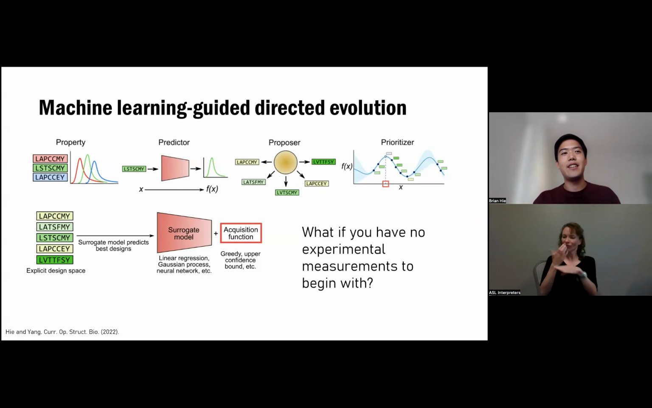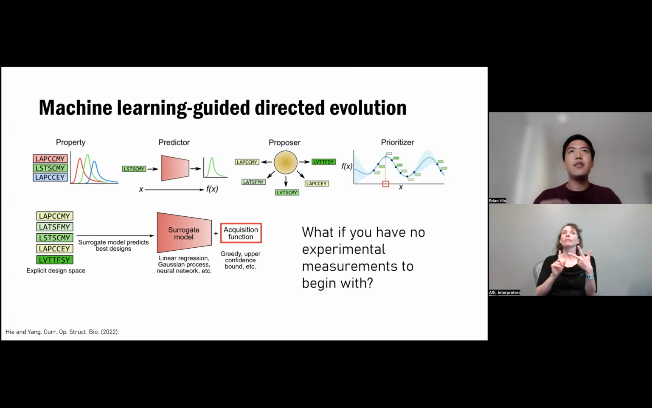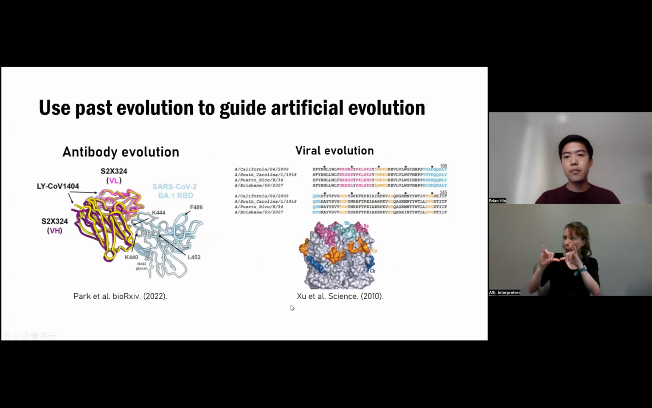So this is the question that started this project off. What can we do when you don't have any experimental measurements to train a surrogate model? The idea underlying this specific project is to use past evolution to guide artificial evolution.